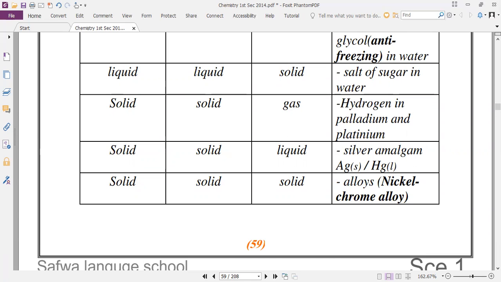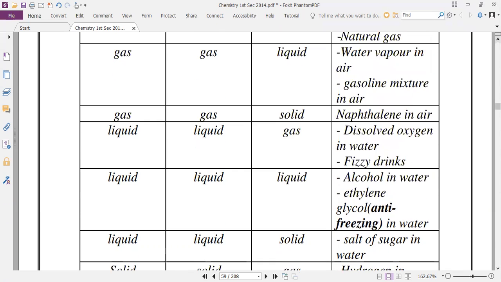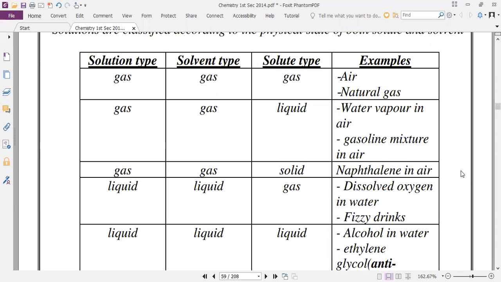Okay, try to repeat it again, please. What are the examples of solution? Gas solution: air and natural gas. Gas and liquid: water vapor and air, or gasoline mixture and air. You must begin with the solute, because the solute dissolves in the solvent. So you must say gas solution, liquid gas solution, solid gas solution, and so on.